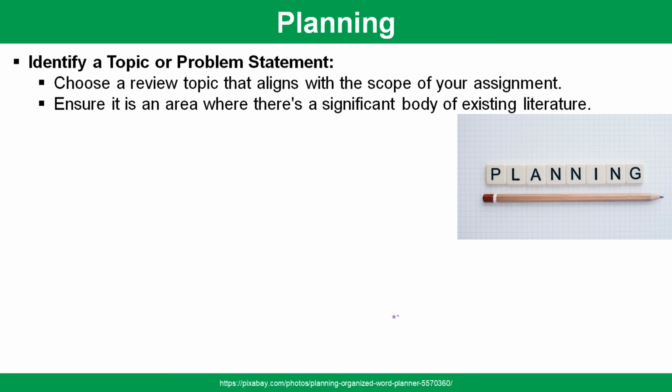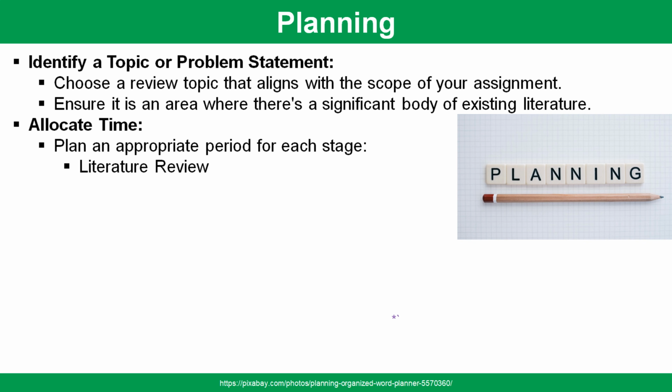Planning is the essential first step in organizing and structuring your approach to ensure a thorough and efficient review process. To begin your literature review, start by identifying a topic or problem statement that aligns with the scope of your assignment. Choose an area where there is a significant body of existing literature to ensure ample resources for your review.